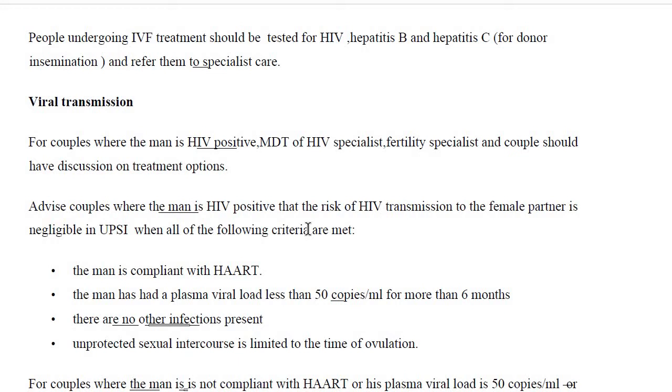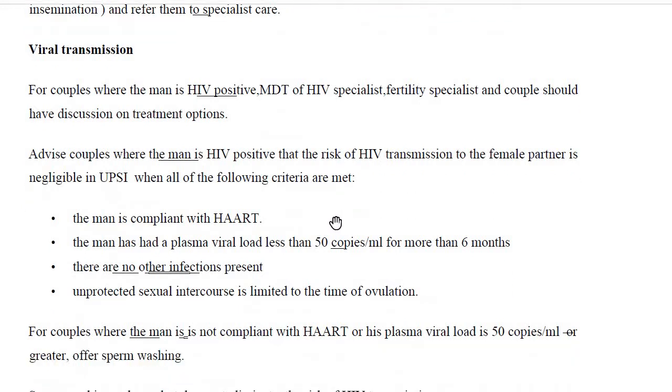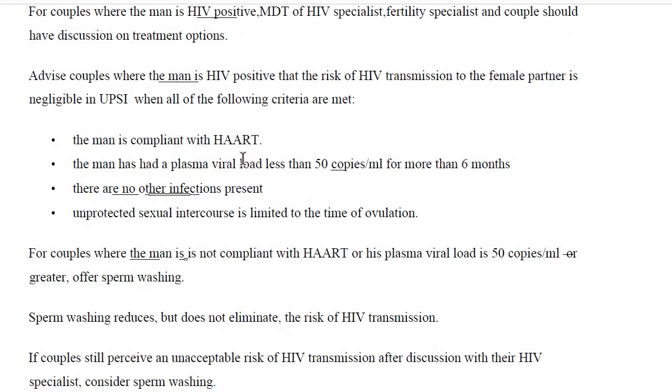This applies if all of the following criteria are met: the man is complying with highly active antiretroviral therapy, the man has had a plasma viral load less than 50 copies per ml for more than 6 months, there are no other infections present, and unprotected sexual intercourse is limited to the time of ovulation. If all of these are met, the chance of getting infection is negligible.